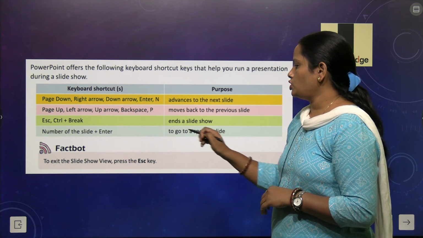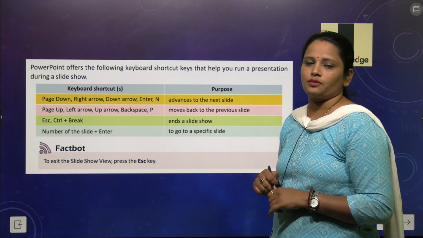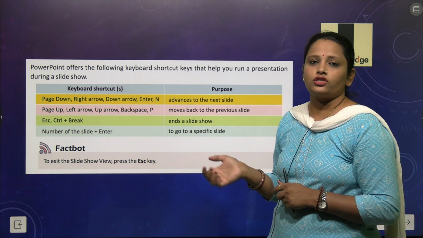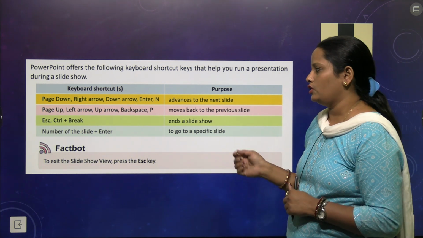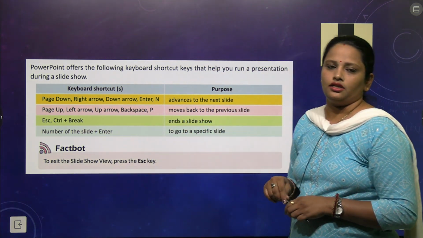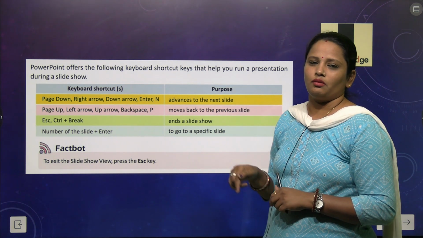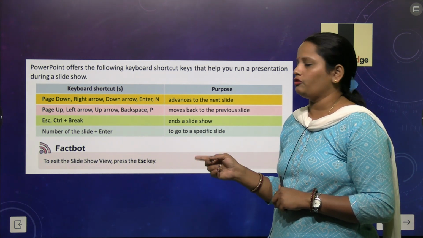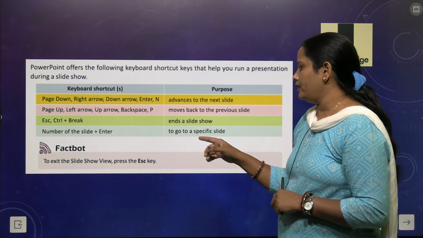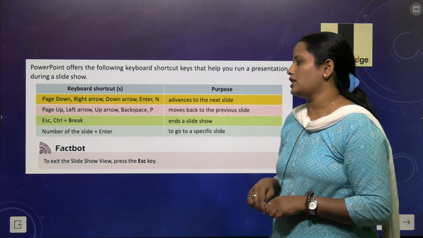Okay. Next is to go to a specific slide. Suppose we want to go to a specific slide, number 4 slide or number 6 slide. What can we do? We can write down the number of the slide plus enter key. So we have to write down the number of the slide and then press enter key. After doing this, we can go to the specific slide.